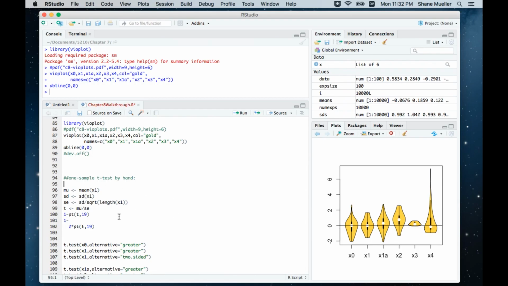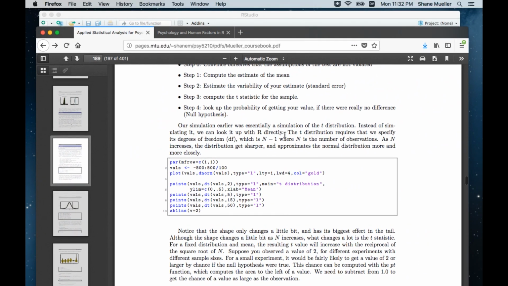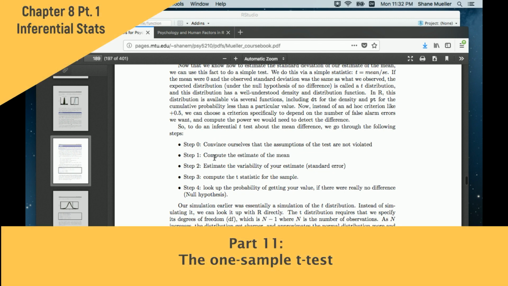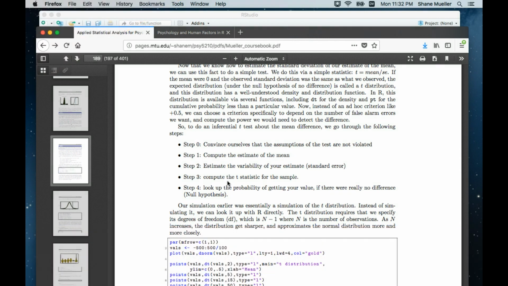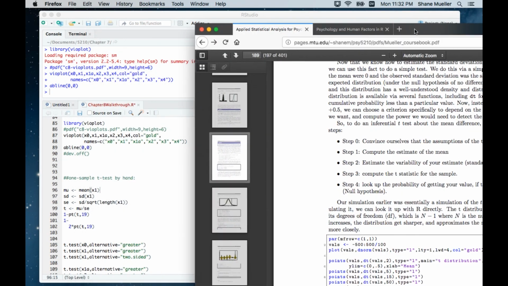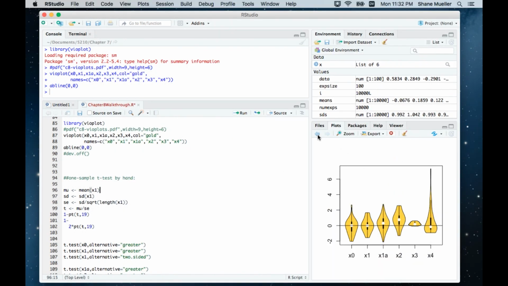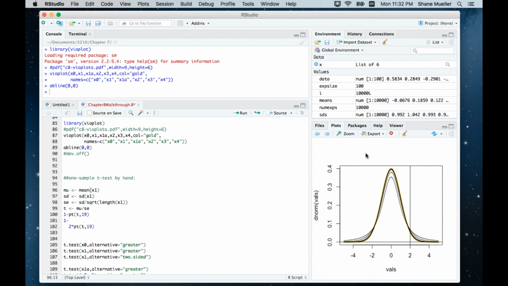And to run a statistical test, here's the basic steps that we just discussed. We convince ourselves that our assumptions were met. We compute the mean, we compute the variability, the standard error, and then we compute this t statistic. And the t statistic is going to be the mean divided by the standard error. Then we'll look that value up under the null hypothesis, which is the t distribution we just visualized here, under the appropriate t statistic, and find out how likely was that t value to have occurred in an experiment just like mine, but where a difference did not exist.